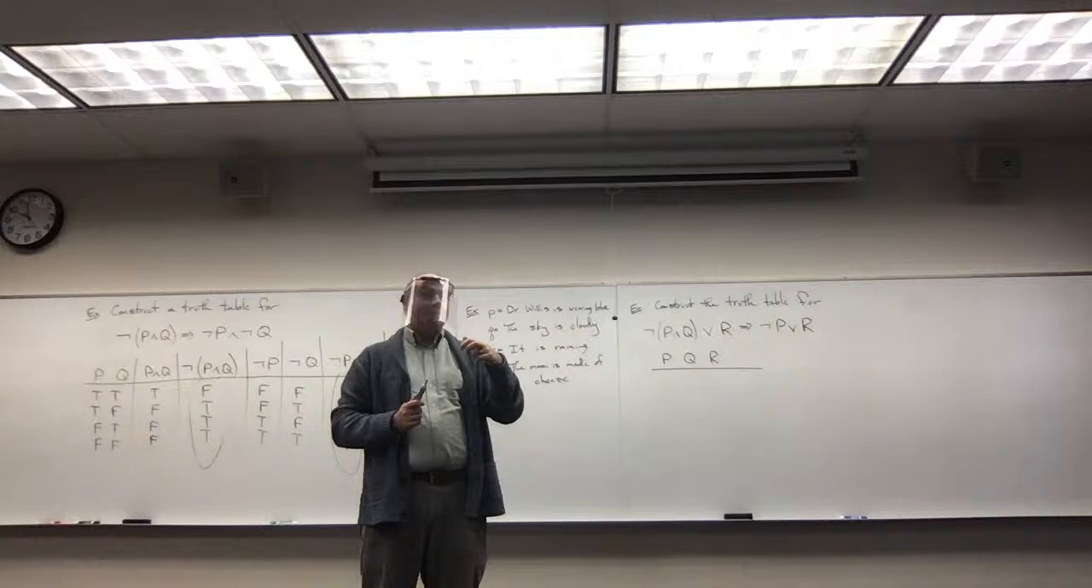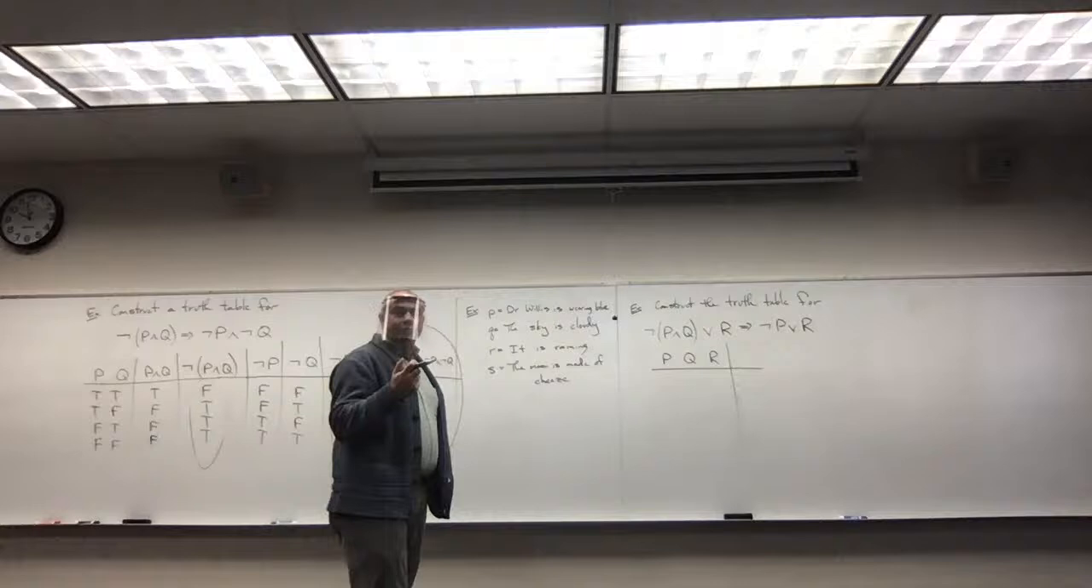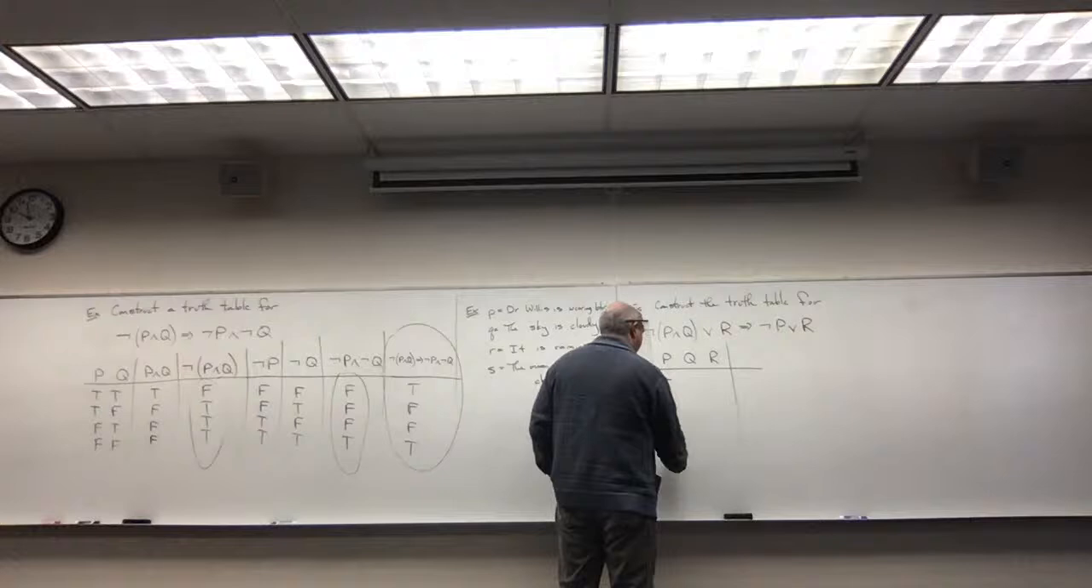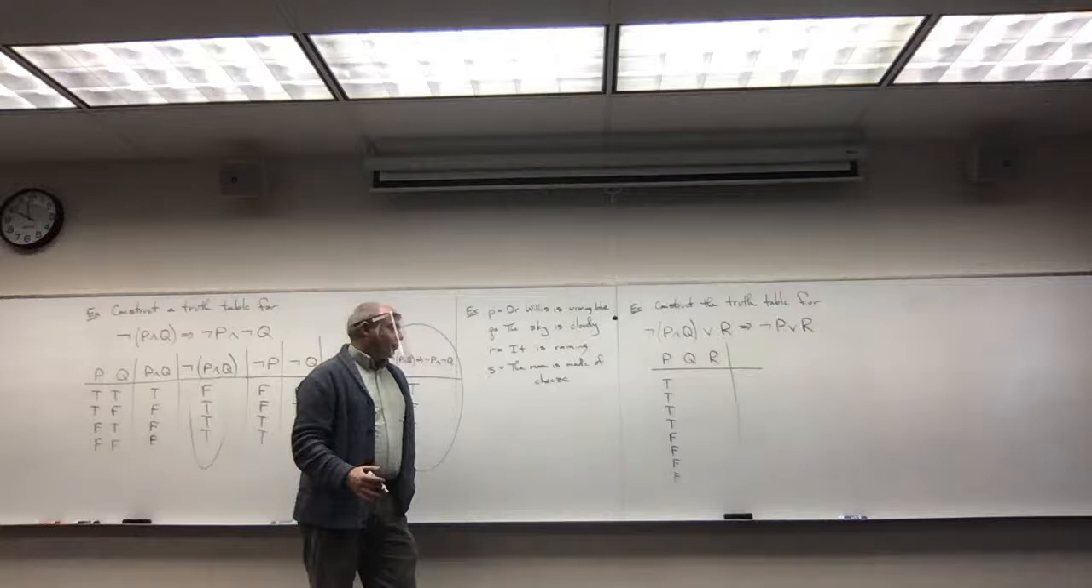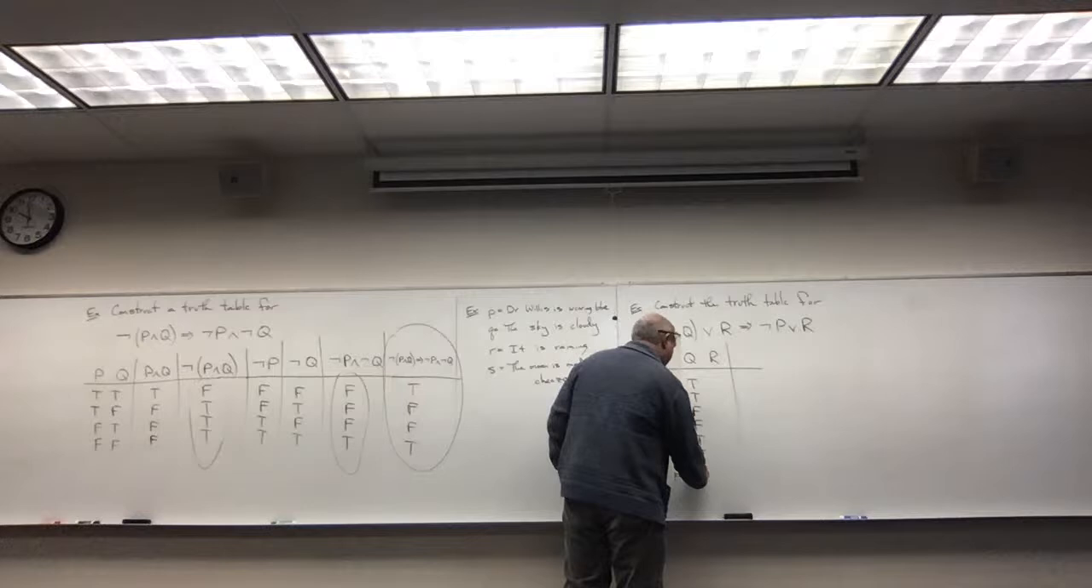So if you're ever in this situation with 3 of these, I don't think the book is ever mean enough to give you 4. But if you were in 3, this is the way I'd like you to write it, just to keep everybody on the same page. I'd like you to go true, true, true, true, false, false, false, false. So 4 truths, 4 falses, and then do 2 truths, 2 falses, 2 truths, 2 falses.